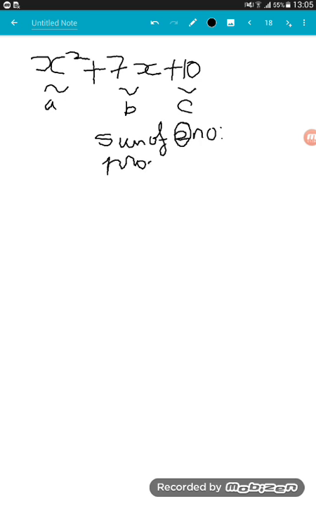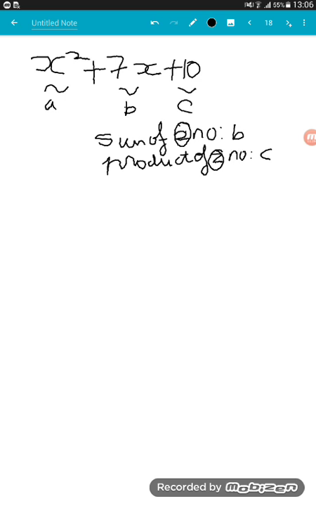For example, the product of two numbers. So these two numbers should be the same. For example, if you take 2 and 5 over here, here also 2 and 5. So the sum of the two numbers should be b and the product of the two numbers should be c. So the sum of the two numbers should be b, means 2 plus 5, for example, is 7. And 2 into 5 is nothing but 10. In the same way, you got this.